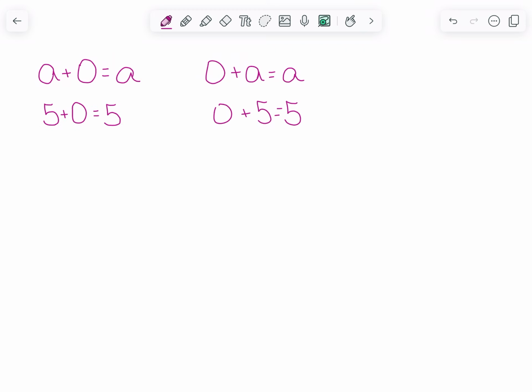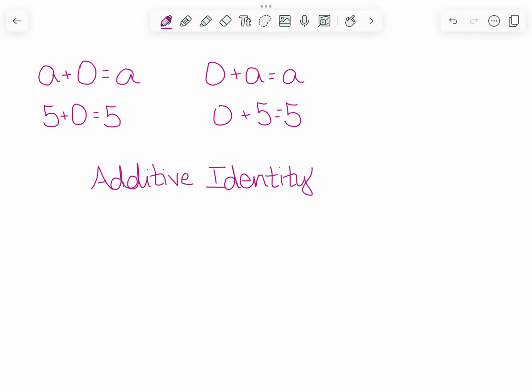Before we get into adding larger numbers, there is one important property with addition of numbers, and that's adding 0. Adding 0 to a number does not change the number. In other words, if a is any number, a plus 0 is equal to a, and 0 plus a is equal to a. As a more concrete example, 5 plus 0 is equal to 5, and 0 plus 5 is equal to 5. Because of this property, we call 0 the additive identity.